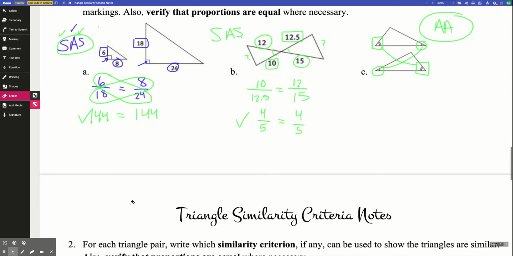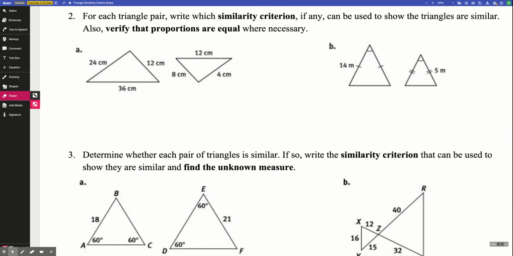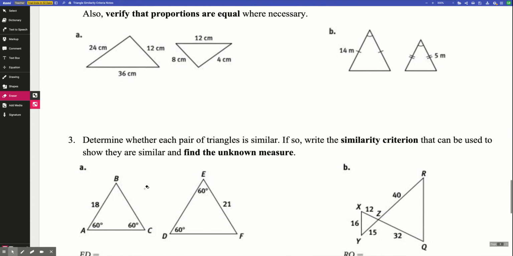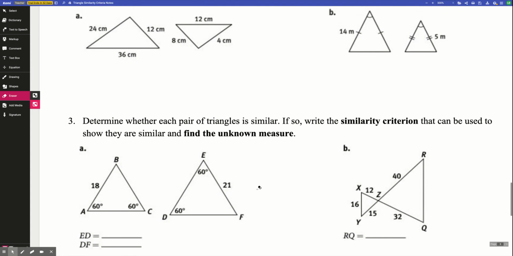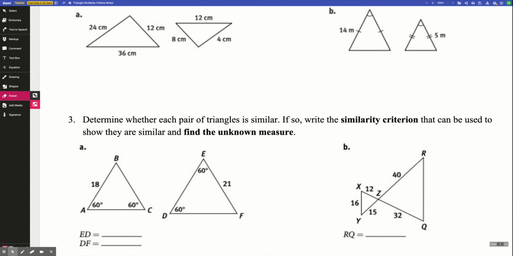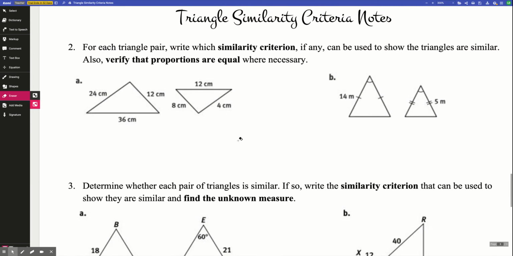This second question and this third question are fairly similar, but I want you to try number 2 on your own. Pause the video, try number 2 on your own, and then check back with me in a couple of minutes to see if you got the answer correct.